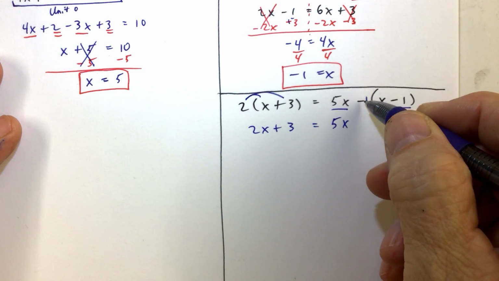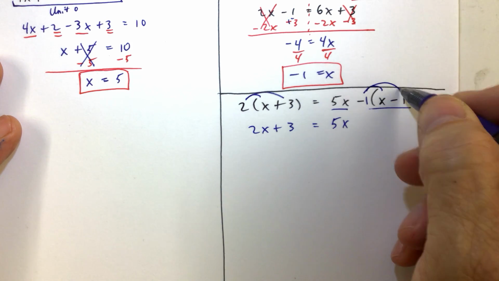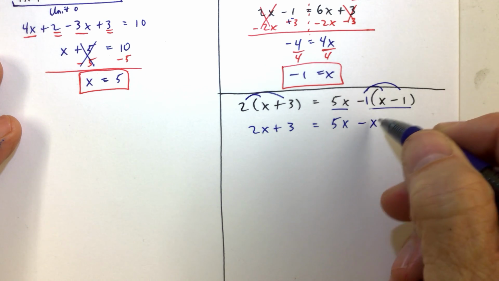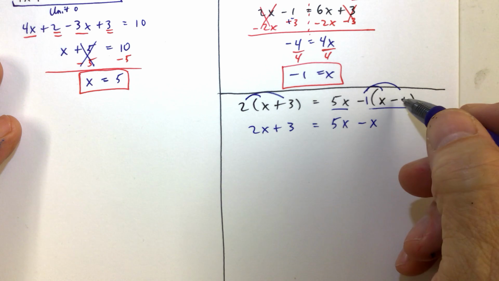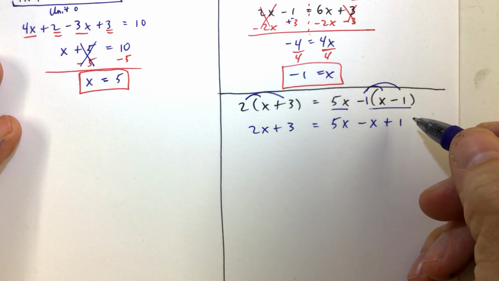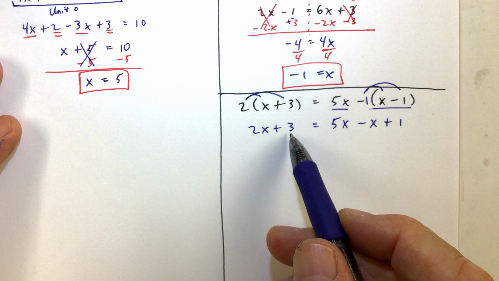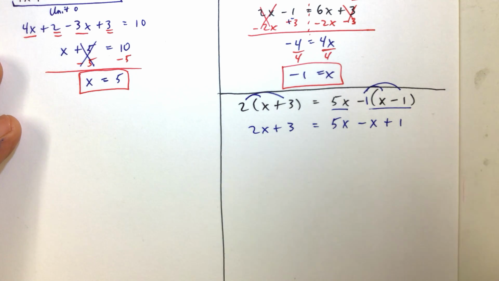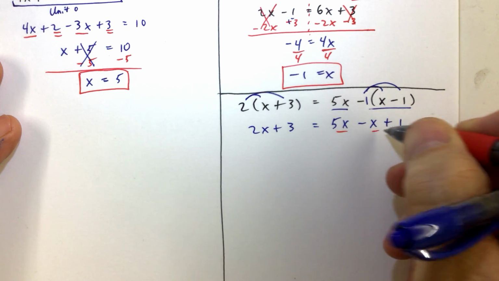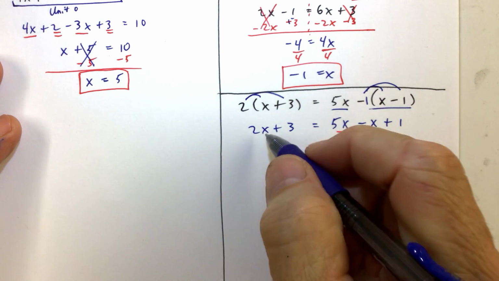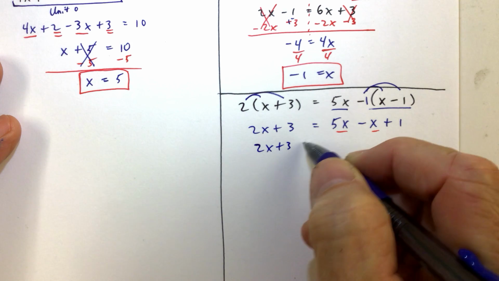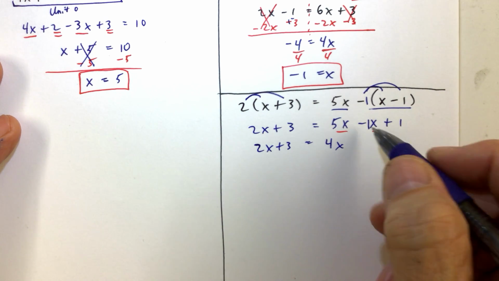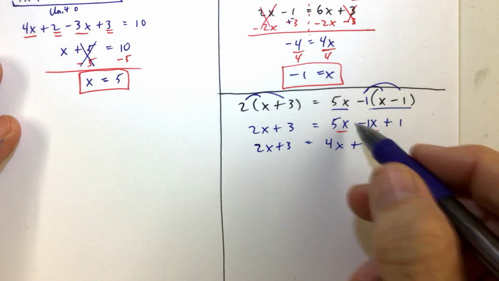It's 5x and then minus. You can think of that as a minus 1 times what's inside. So negative 1 times x is negative x, or negative 1x. And then negative 1 times negative 1 is a positive 1. So notice the left side is simplified after the first step, but the right side is not. So we just have to continue to simplify the right side by combining the like terms. So we have 2x plus 3 is equal to 5x minus 1x is 4x, and we have plus 1. So the right side simplifies.